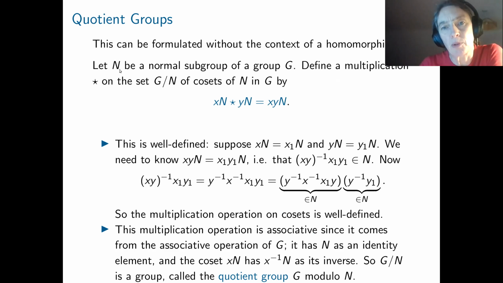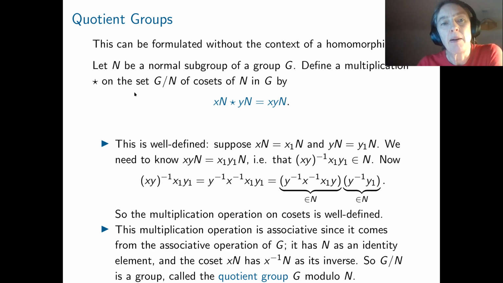Suppose we have a normal subgroup N of a group G. Remember what normal means. It means that the left and right cosets determined by any element are the same set. It also means that N contains all the conjugates in G of each of its elements. So we're going to try to define a multiplication, or a binary operation, on the set of cosets of N in G, which is often written like a fraction, G over N, read as G modulo N, the set of cosets of N in G.